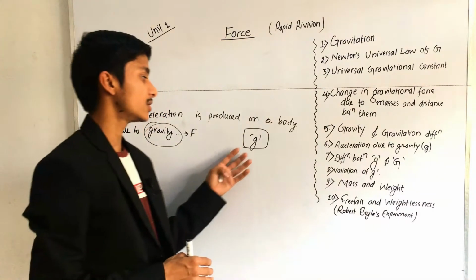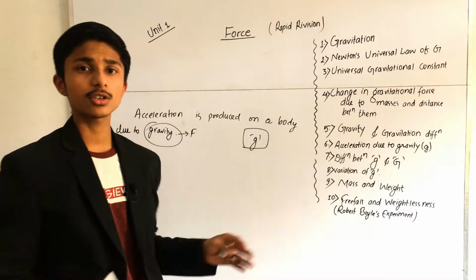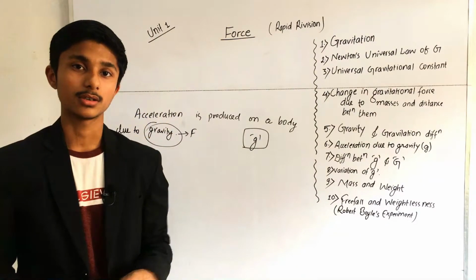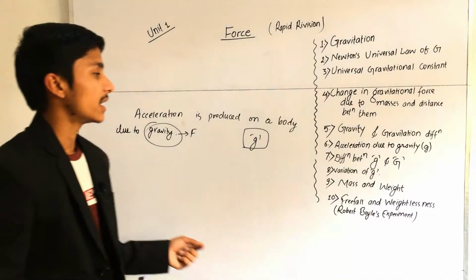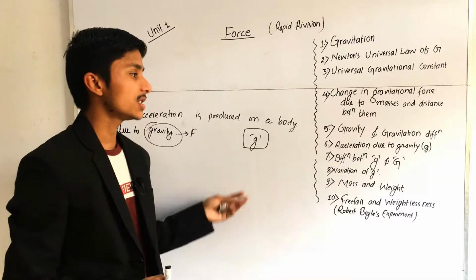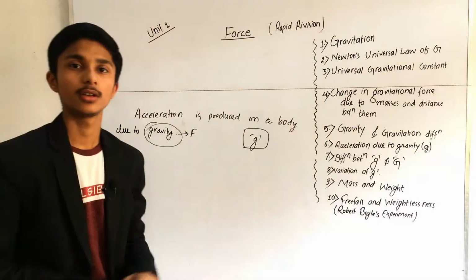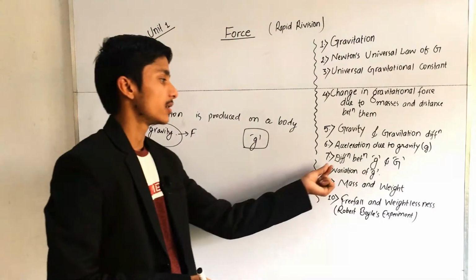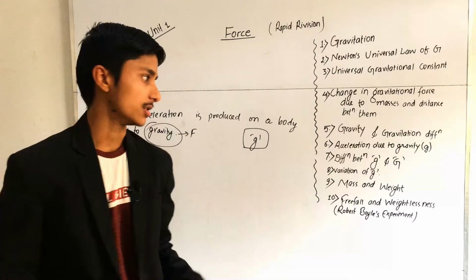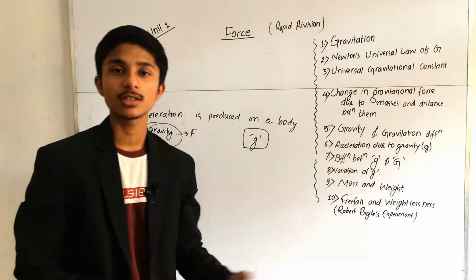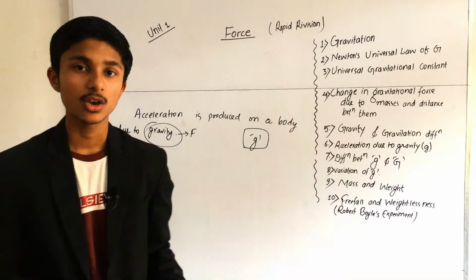How can we determine this is a vector quantity? An object only falls towards the center. Therefore, this is a vector quantity. And its value changes from place to place. Now we discuss our next topic, that is the difference between small g and capital G. Here small g is acceleration due to gravity and capital G is the universal gravitational constant.